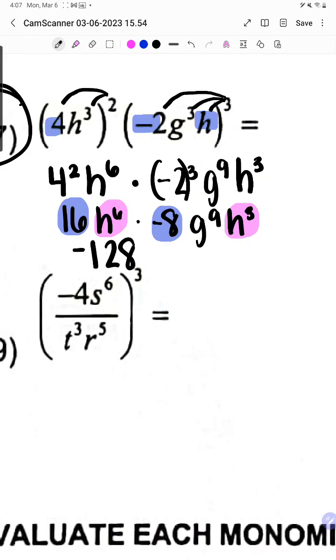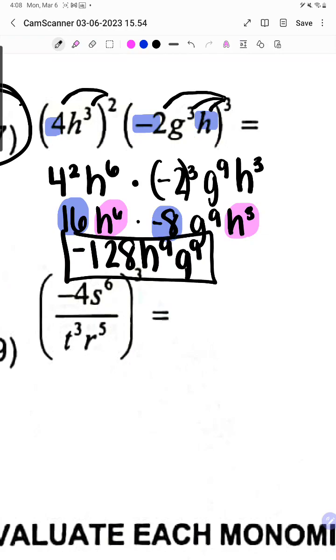Now we have 2 things that are being multiplied, and when they are being multiplied with the same base, we add their exponents. So that's going to be h to the 9th. And then we still have the g to the 9th. So this is our final answer.